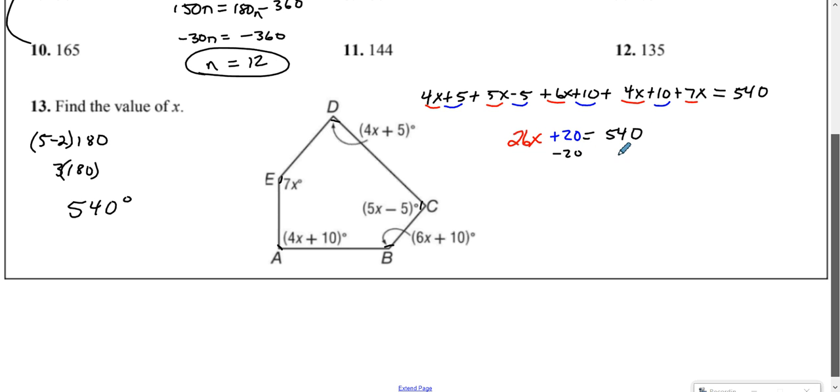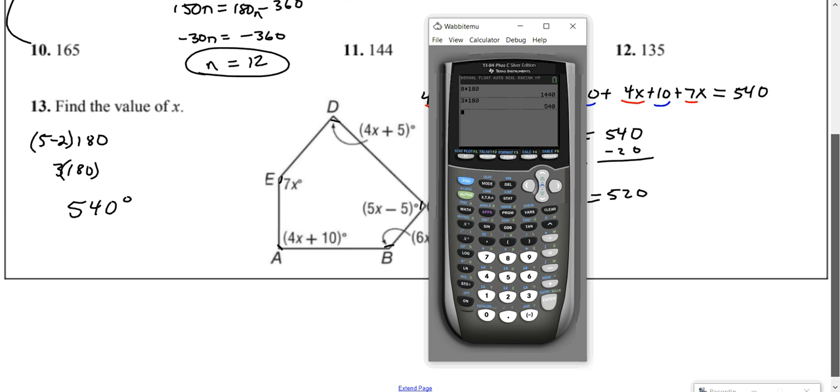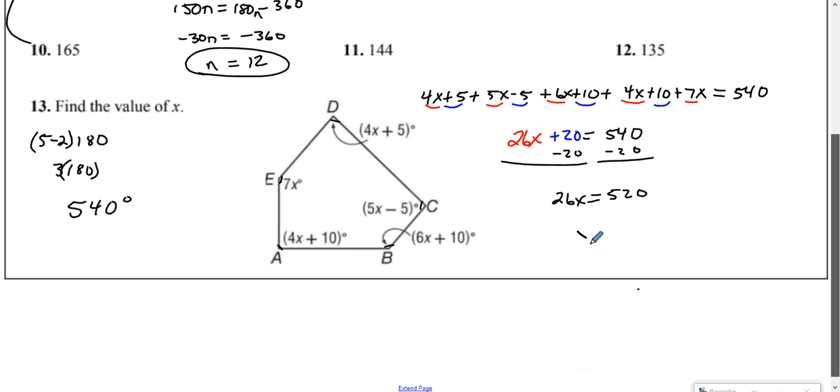Subtract 20 from both sides. We get 26x equals 520. I think that comes out evenly. 520 divided by 26 is, yeah, 20. So in this one, it just says find the value of x. So x equals 20. Okay?